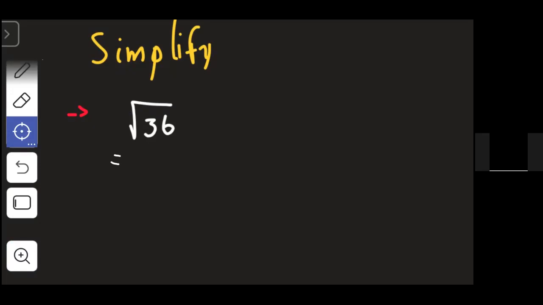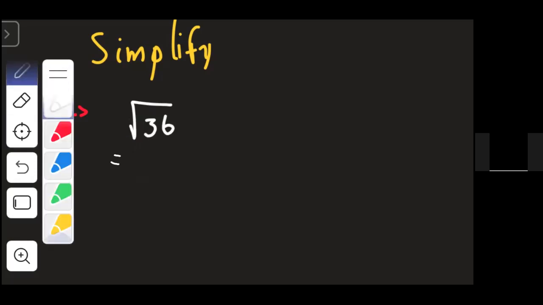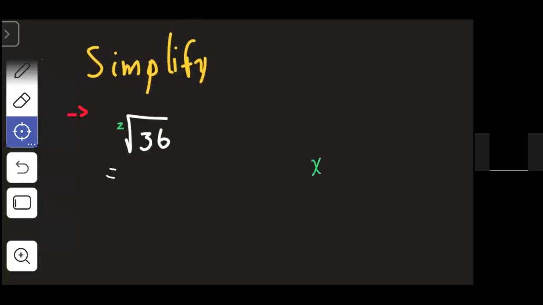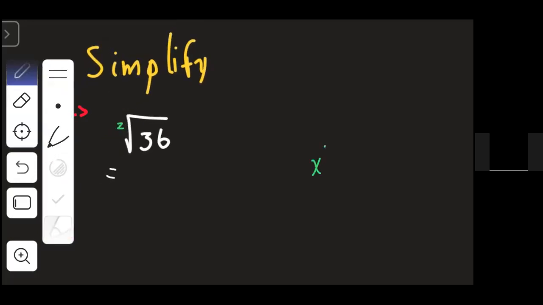This is the first example. I know you can do it mentally, but the idea here is to find a number that you multiply according to this index. The index is 2. You need to find a number x that you multiply 2 times, and you get the radicand, which is 36. So can someone tell me what number you raise to the second power and get 36?